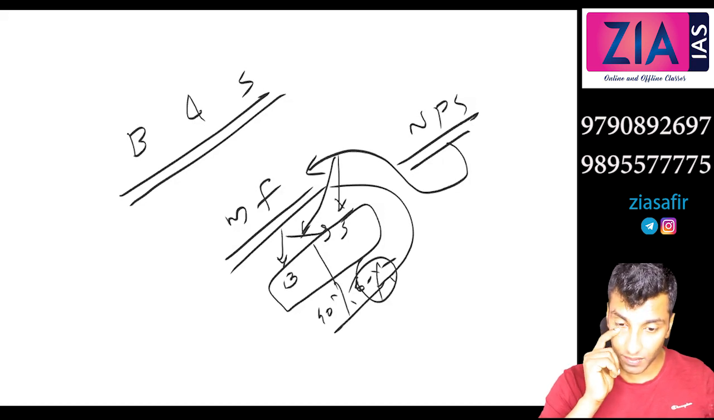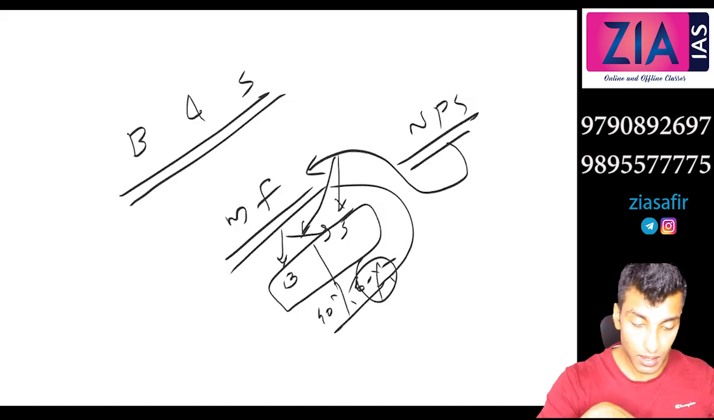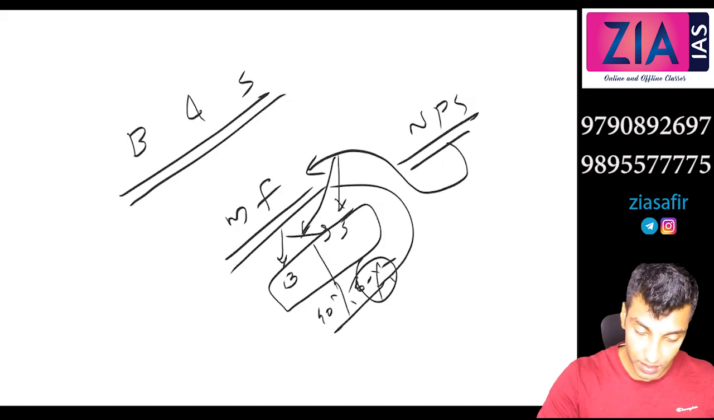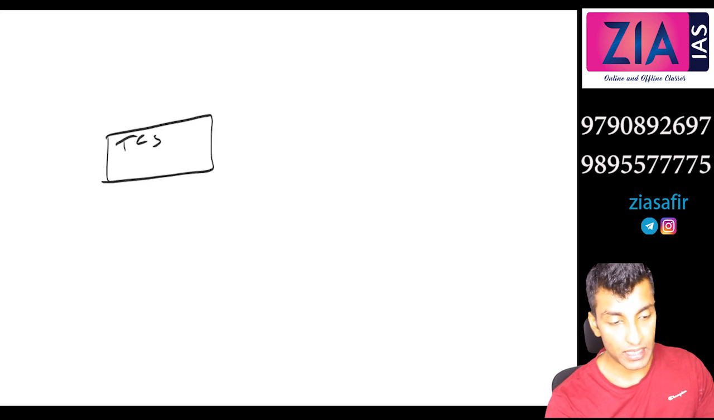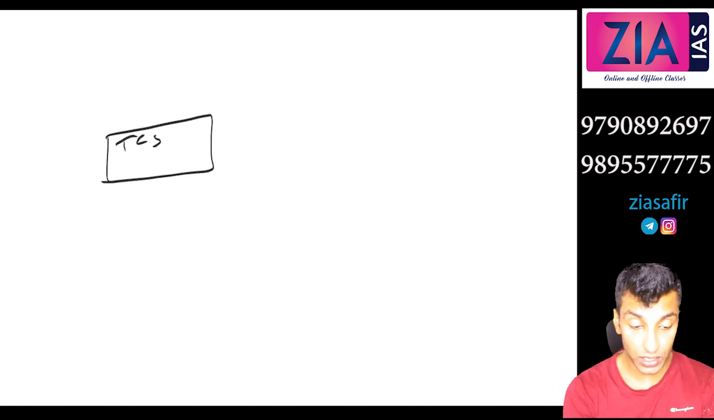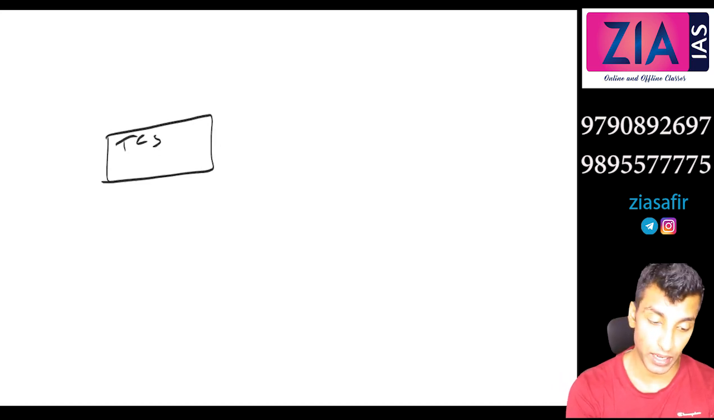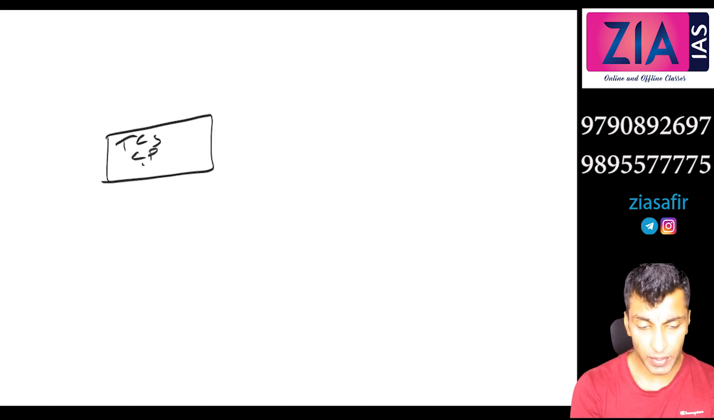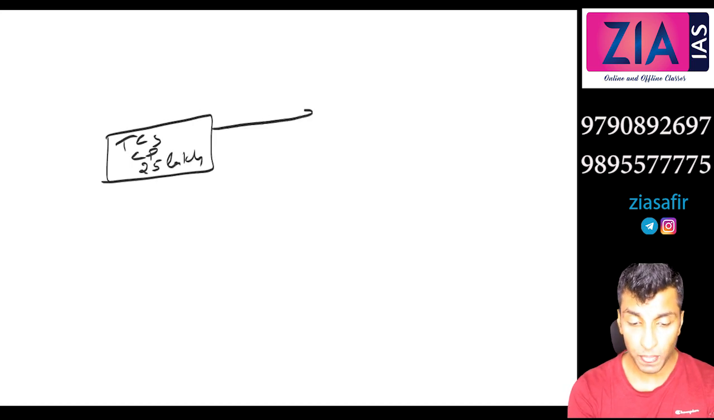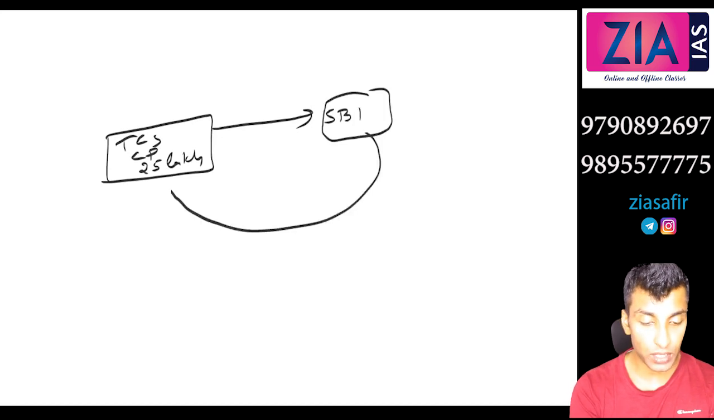Sir, please explain commercial papers again. Commercial paper means, let's suppose the company TCS. Okay, so for short-term working capital is required. Commercial paper is actually the most important source for the short-term working capital of any company. So TCS issues the commercial paper. It will be like 25 lakh. It will issue it to a bank, let's say SBI. So SBI will provide the short-term working capital.